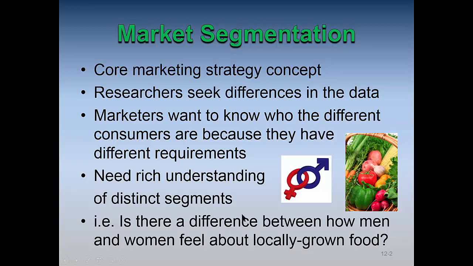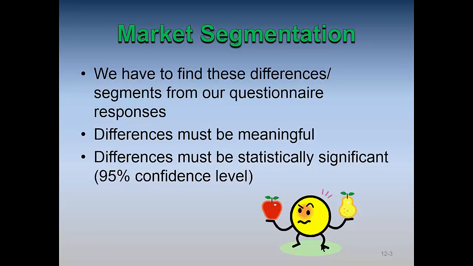An example of the types of differences that we can understand is things like attitudes towards locally grown food. Is there a difference between how men and women feel about locally grown food? That's one difference that we could look at. Or we could look at a difference by income or maybe by where people live. So there's many differences that we can look at. So we're going to learn how to do that using Excel Data Analyst in this segment.